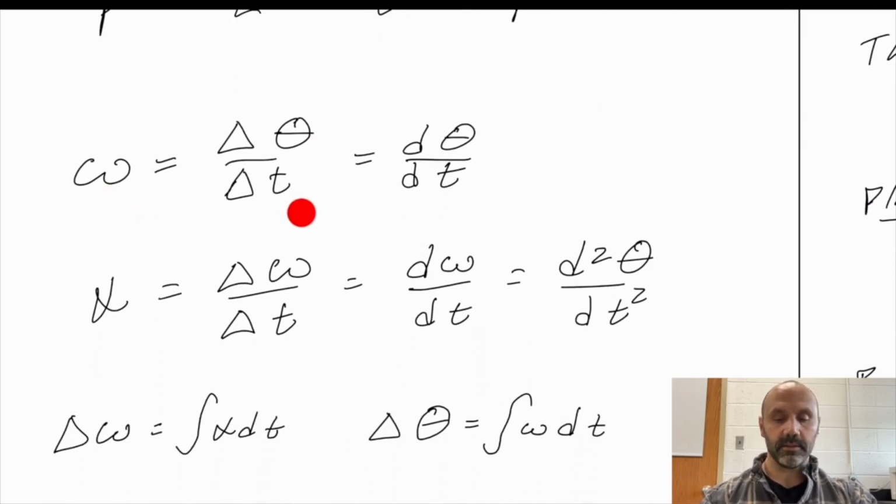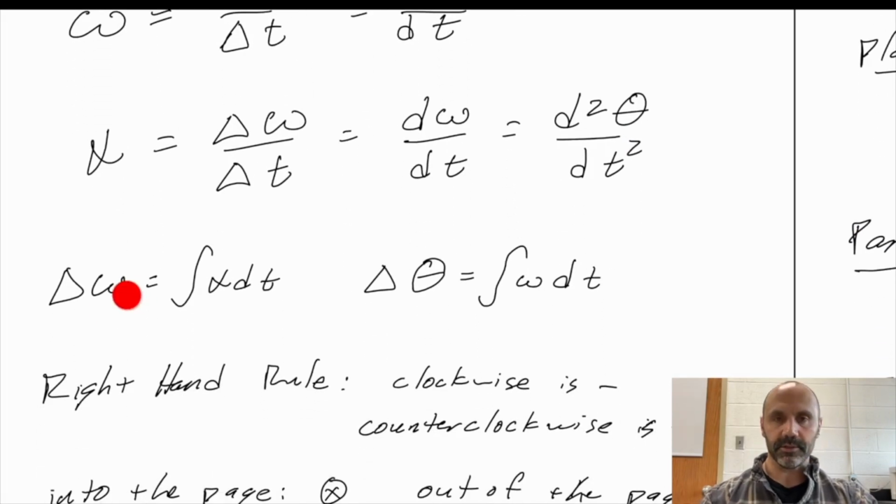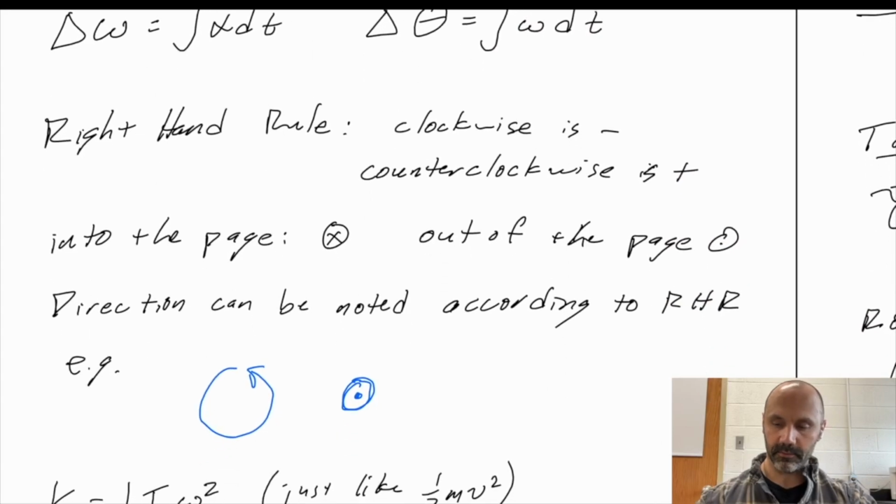Omega is defined as d theta dt, delta theta delta t, algebra based, but we know calculus, and so it's d theta dt. Alpha is delta omega delta t, so it's the rate of change of the angular velocity. It's d omega dt, or the second derivative of the angular displacement function or angular position function. Then the other relationships that we have, just like you can find delta v by taking the integral of a dt. So the change in angular velocity is integral alpha dt, and the change in angular position is integral omega dt.